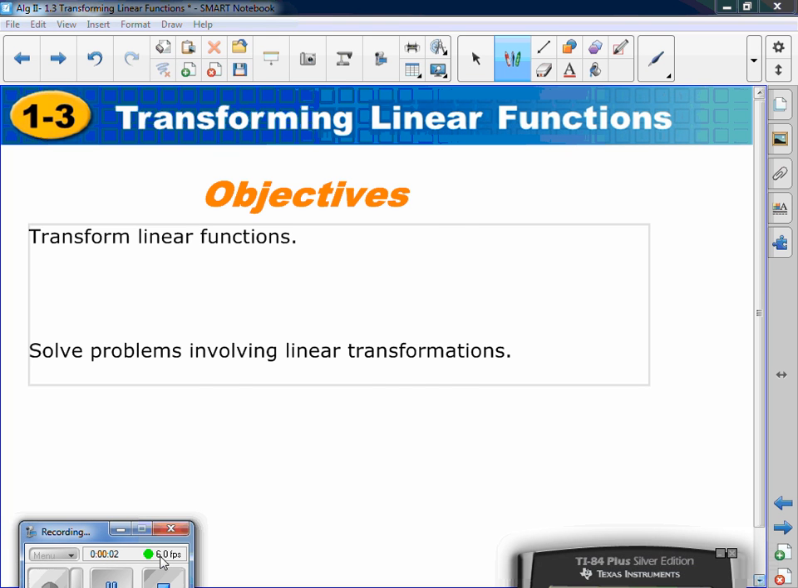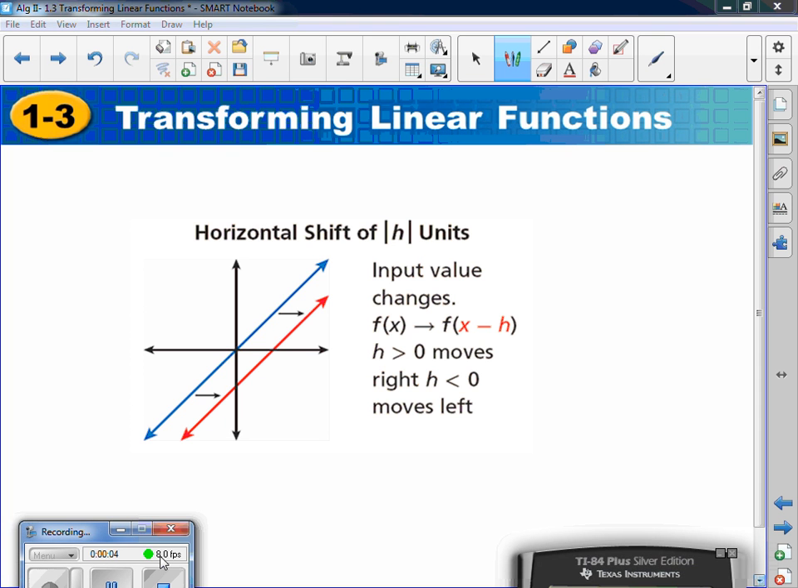Transforming linear functions. Transforming linear functions is very similar to just the transformations we talked about earlier last week.